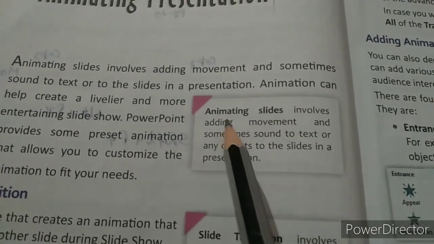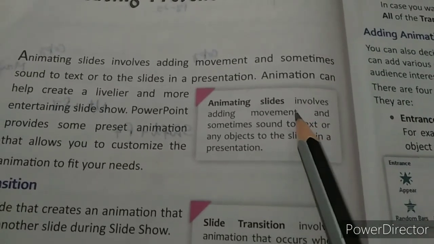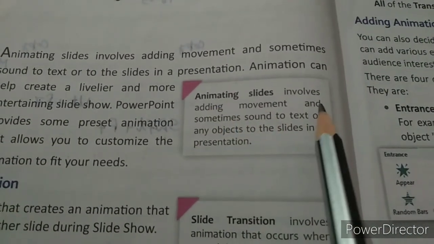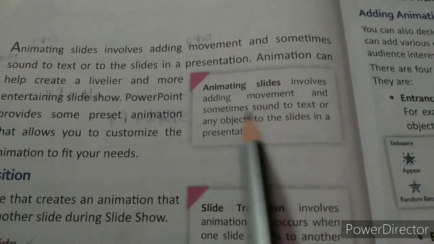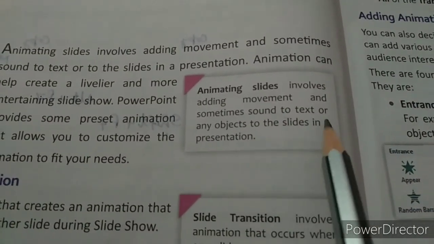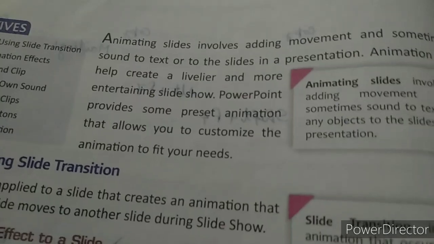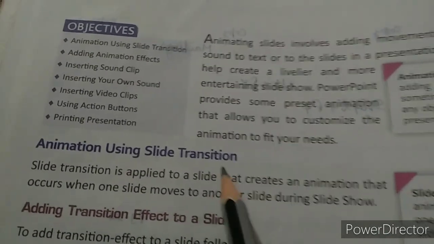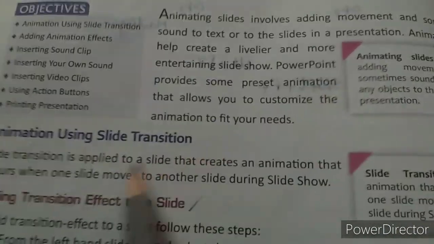And here if someone asks what do you mean by animating the slides, you can give this definition. Animating the slides involves adding movement and sometimes sounds to text or any objects to the slide in a presentation, right? So this is the meaning of animating a slide.